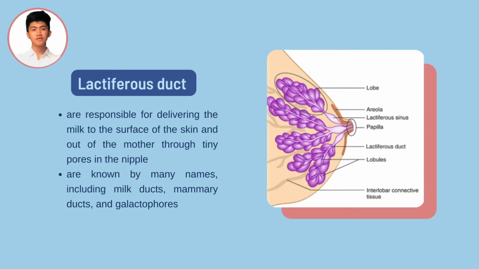Lactiferous duct. The lactiferous ducts are responsible for delivering the milk to the surface of the skin and out of the mother through tiny pores in the nipple. These ducts form a tree branch-like network that converges at the nipple. Lactiferous ducts are known by many names, including milk ducts, mammary ducts, and galactophores.